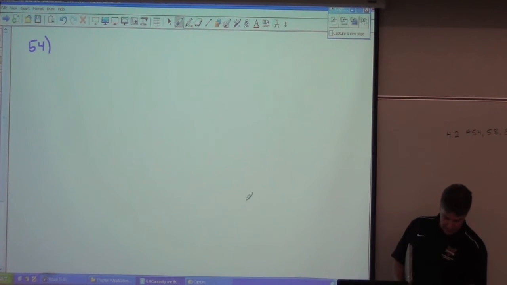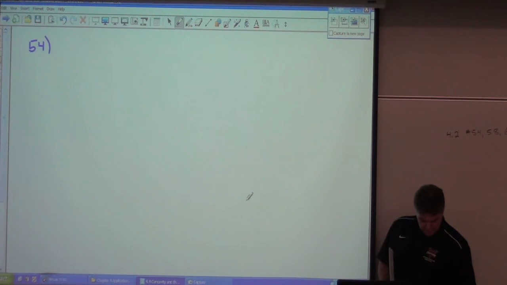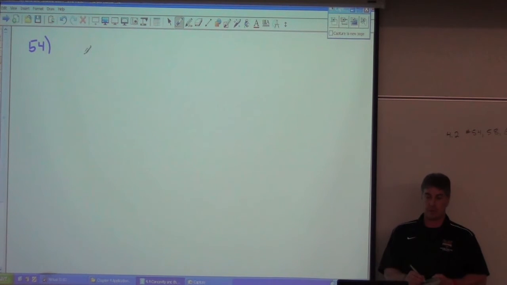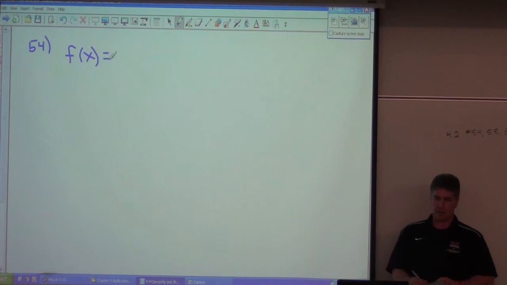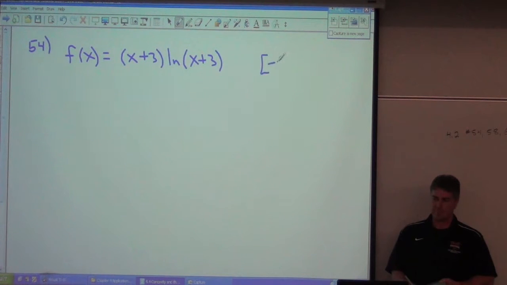Determine whether the mean value theorem can be applied and do it. Let's say f of x is x plus 3 times the natural log of x plus 3, and we're doing it from -2 to -1.